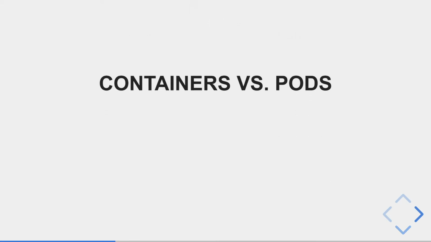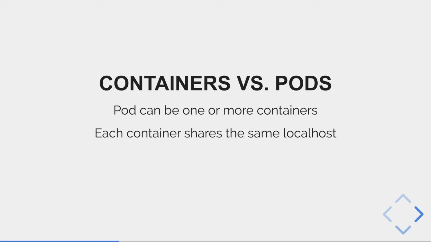Now, this gets to slippery territory. I've heard of containers before, but what are these pods that you're talking about? Well, a pod can be one or more containers. Each container shares the same localhost, so the same concept of its own network identity. This also includes things like IP address and DNS names. It doesn't really include volumes, but it can depending on configuration and a whole bunch of other stuff.